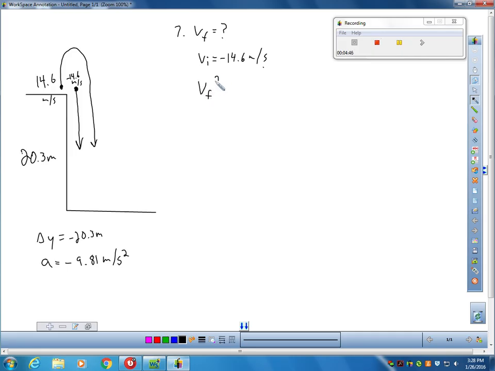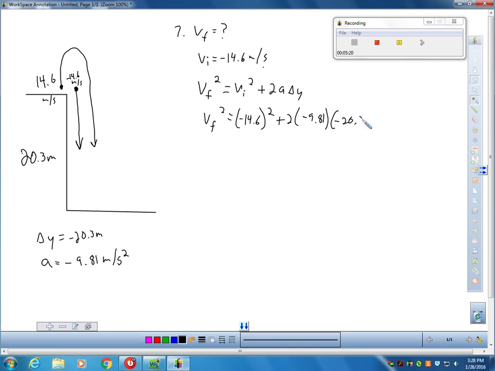So since we don't have time, we will need to use our timeless formula. So VF squared equals VI squared plus 2A delta y. This should go much better. VF squared equals, and then our VI squared, of course, will be negative 14.6 squared plus 2 times negative 9.81 times negative 20.3, and that's a 0 if you look closely.